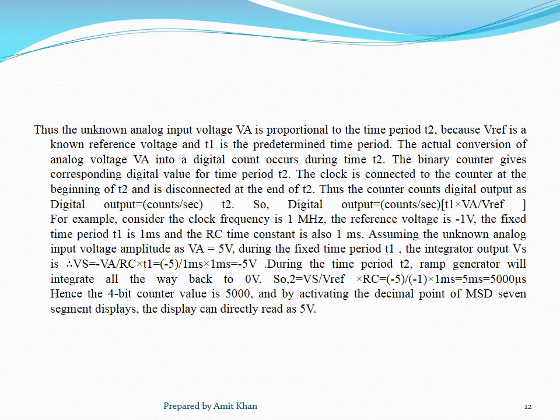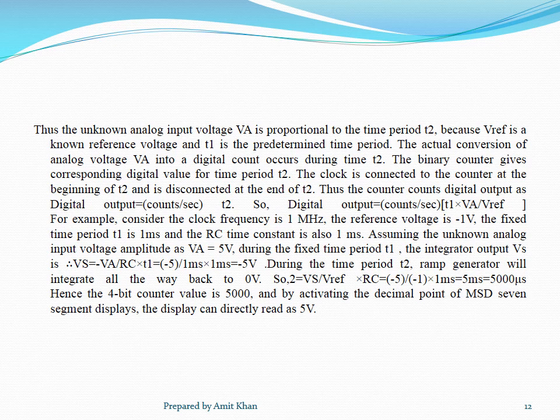So the unknown analog input voltage VA is proportional to the time period T2, because V reference is a known reference voltage and T1 is a predetermined time period. So the actual conversion of analog voltage VA into a digital count occurs during time T2. The binary counter gives the corresponding digital value for time period T2, and the clock is connected to the counter at the beginning of T2 and is disconnected at the end of T2. So the counter counts, digital output equals counts per second into T2. So digital output equals count per second into T1 into VA divided by V reference.